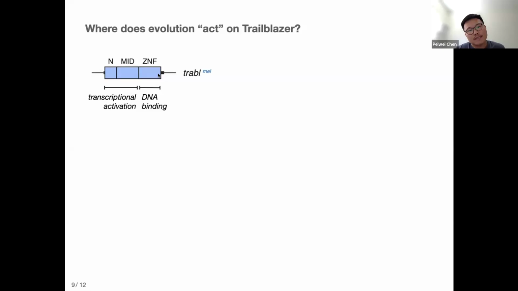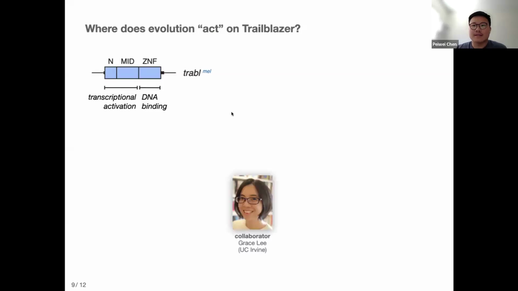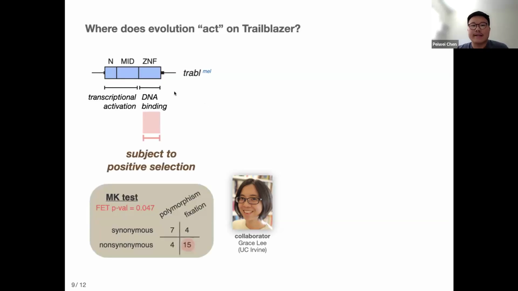In order to identify the critical evolutionary changes within the Trailblazer protein, we worked with a population geneticist at UC Irvine, Grace Lee, to perform the McDonald-Kreitman tests to look for signals of positive selection within Trailblazer. Essentially, we look at 100 amino acid sliding windows along the entire gene. Excitingly, we identified a single region within the DNA binding domain that shows signals of positive selection. Specifically, we see an excess of non-synonymous substitutions that are fixed between Drosophila melanogaster and Drosophila simulans, suggesting a history of adaptive evolution within the DNA binding domain.